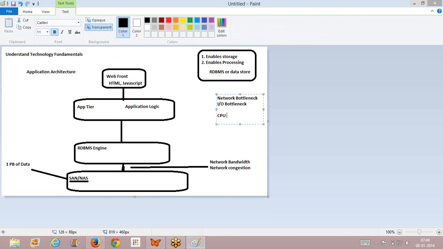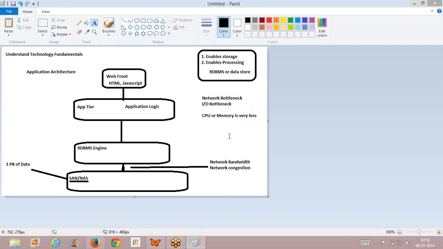CPU bottleneck or memory bottlenecks are usually very few. This is only incorrect coding basically. So if you are not a good developer, obviously, yes, you have a memory and CPU problem. But otherwise, infrastructure wise, you always get into network and IO bottlenecks. Now, that is one of the network bottlenecks which we always saw. IO bottleneck is another most important time consuming thing.